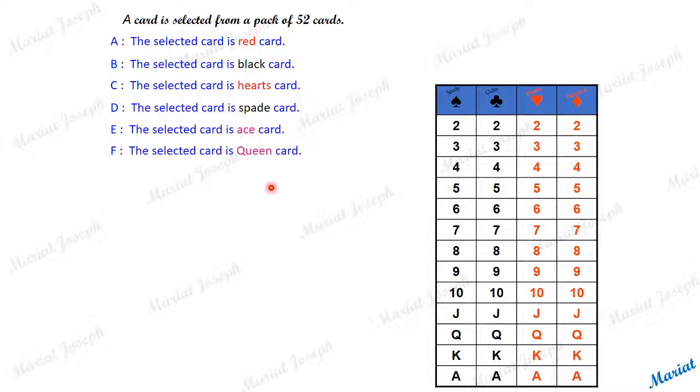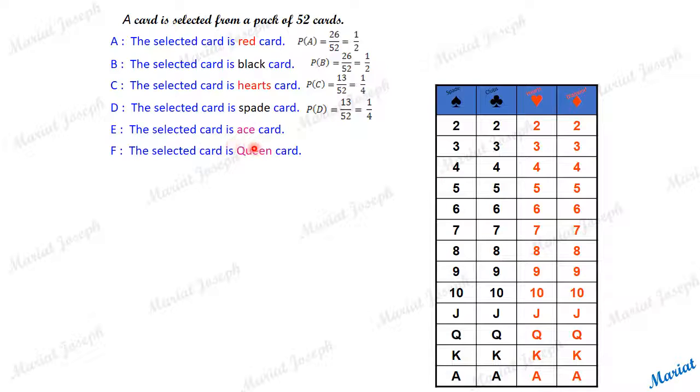Now, let's find the probability of each of these events. Probability of A: the subset of this event consists of 26 cards which are favorable to this condition, 26 out of total 52, that is equal to half. Similarly, probability of B, probability of getting a black card, is also 26 by 52. Hearts card, there are 13 of them, so probability of C is 13 by 52. Probability of D is again 13 by 52 as there are 13 spade cards which are favorable to this event.